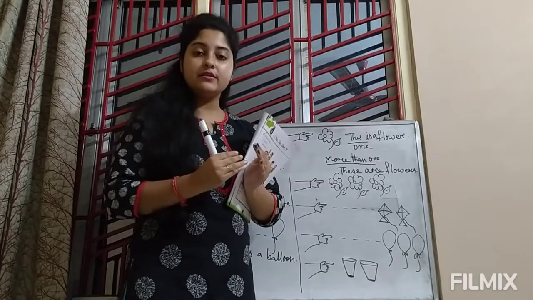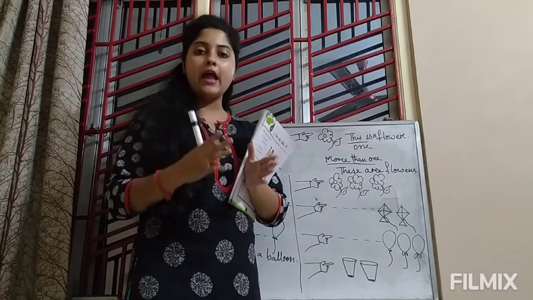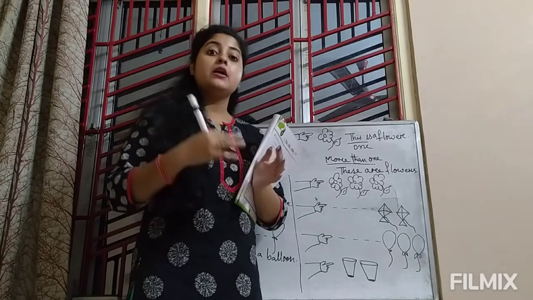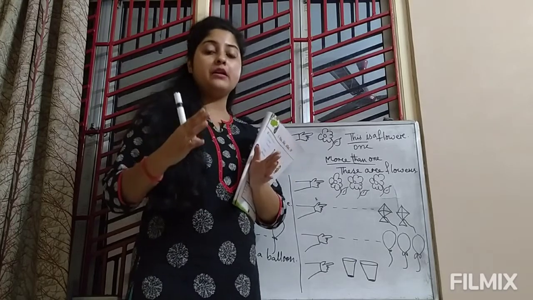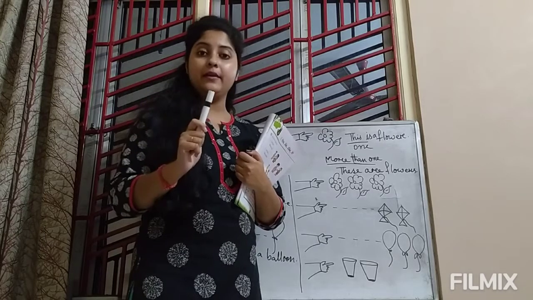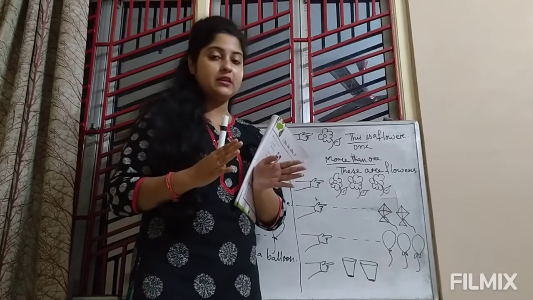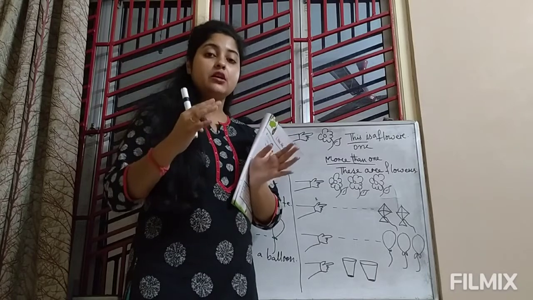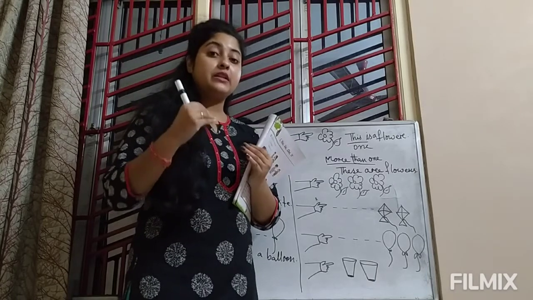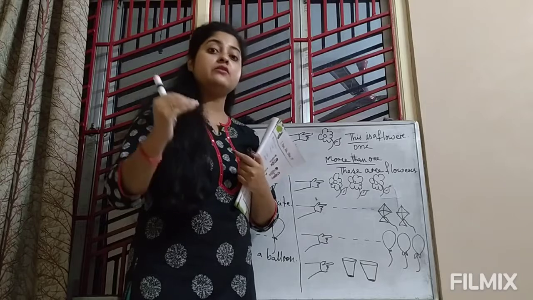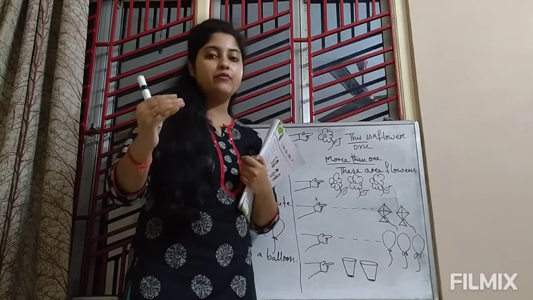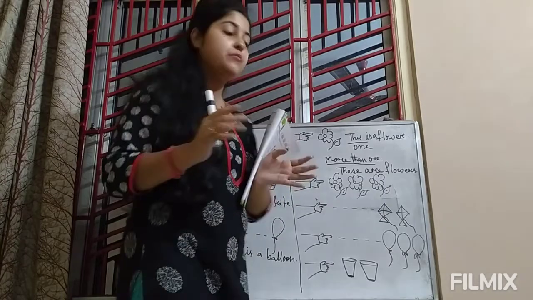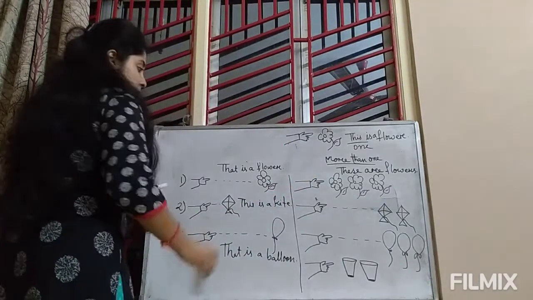When any object, any person or any animal will be near to us and the object, animal or person will be number one, that time we will use this. But when the person, animal or object will be near to us but those objects, persons or animals will be more than one, that time we will use these. Okay, I am giving you some more examples so that you can understand it in a better way.